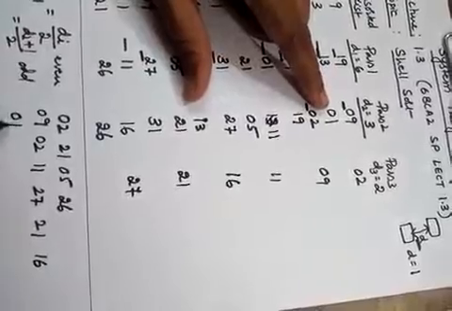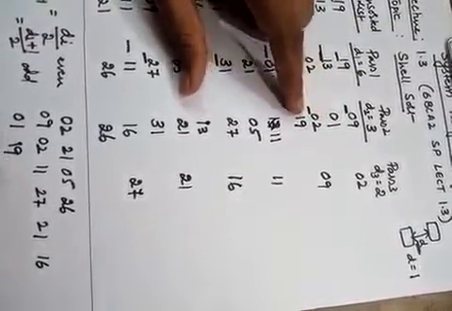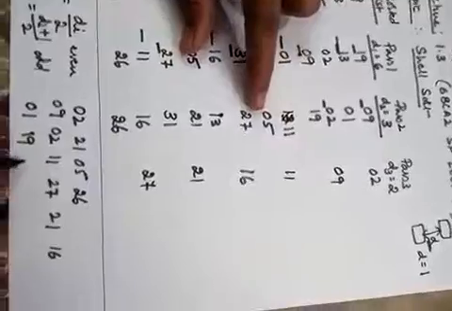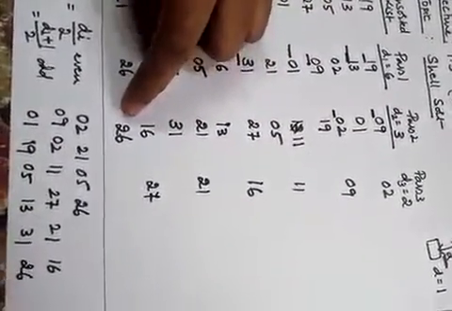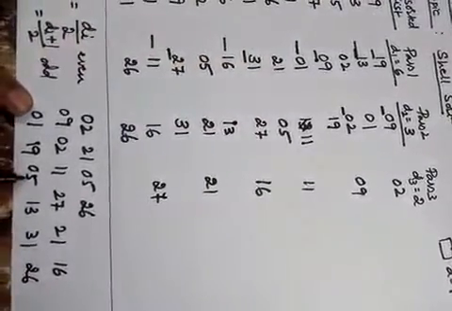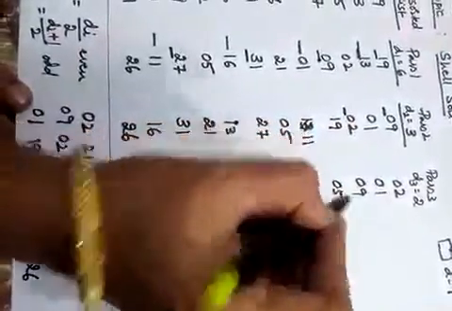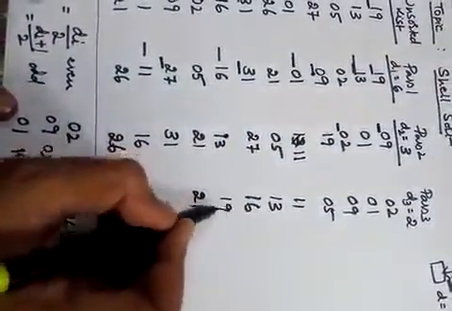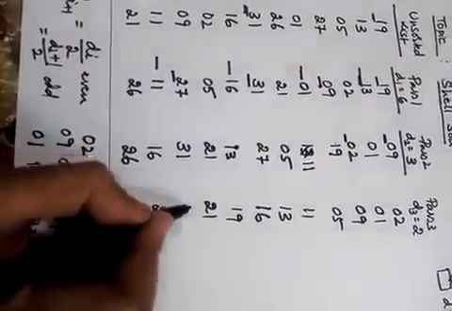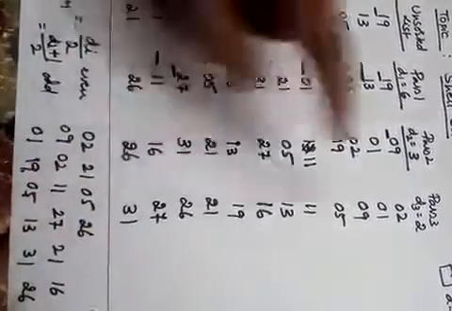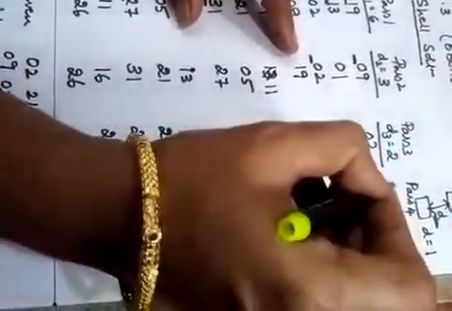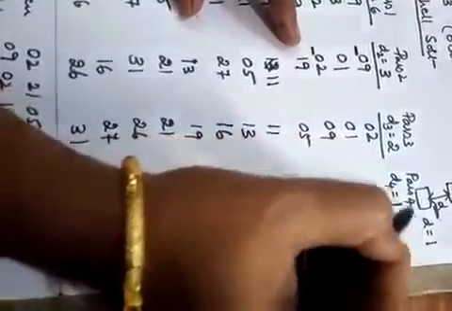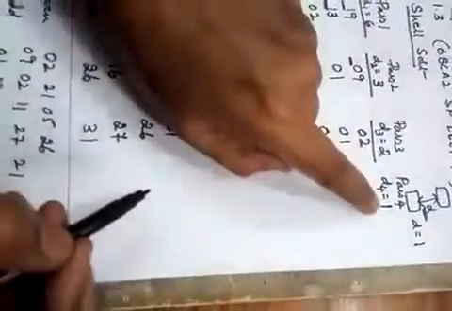Then the next group. Which are the numbers? 1, 19, 5, 13, 31 and 26. So the order is 1, 5, 13, 19, 26 and 31. This is the end of pass 3. Now we will take pass 4. What is d4? 2 by 2 is 1, and this will be the last pass because d has become 1.